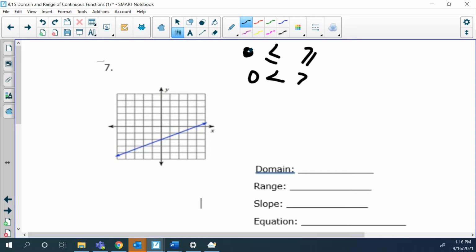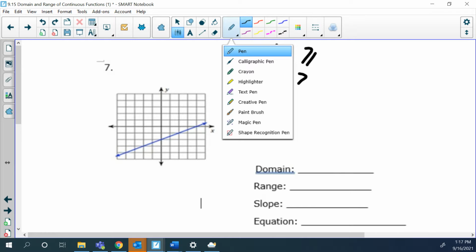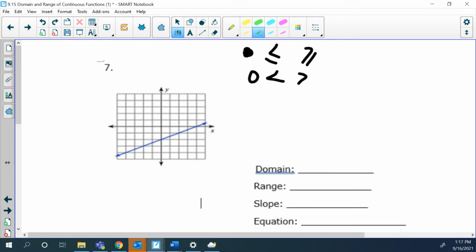If I'm going to find the domain, I'm going to start on my left side. And you would think the graph would start right here. This is what a lot of kids think. They say, oh, the graph starts right here. So it's going to be, let's see, 1, 2, 3, 4, 5. They say -5. All right. But no, that's not quite right. The arrow just means that the graph never stops.